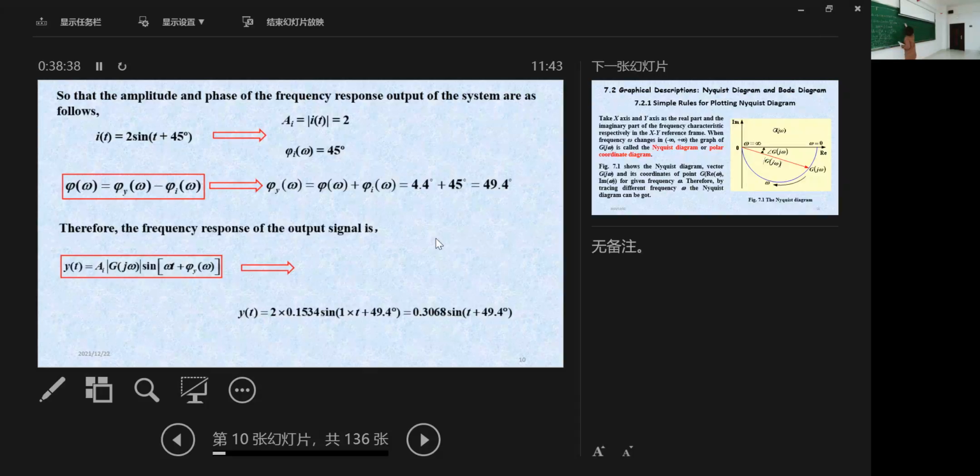So here we have UI plus UO. This is what? 1 plus CRCS plus CS3. So what should be the transfer function? UO over UI.